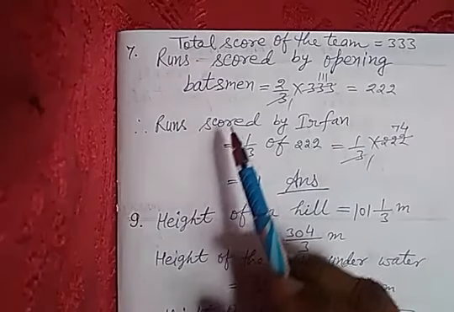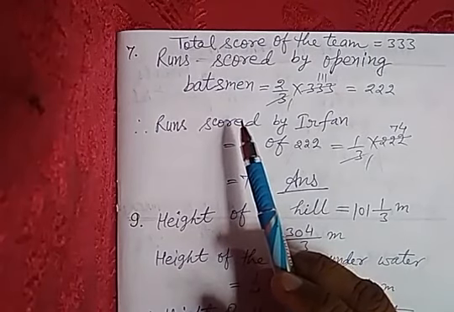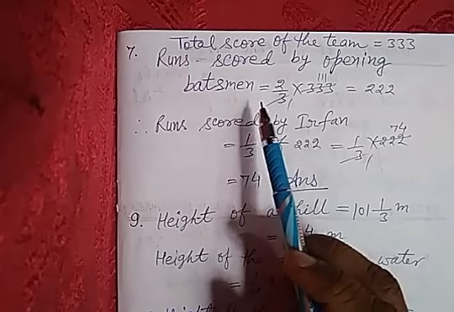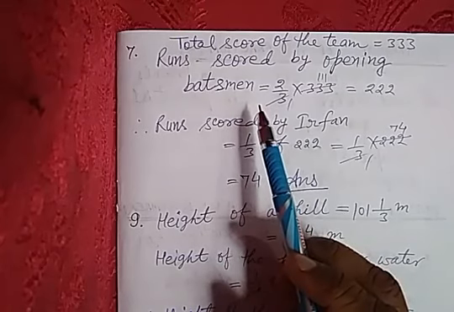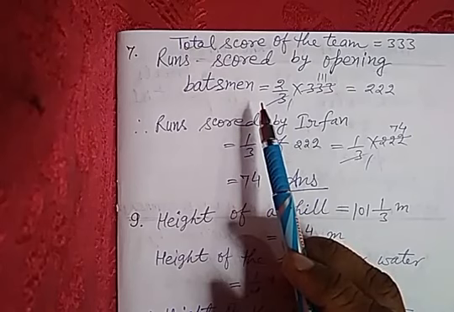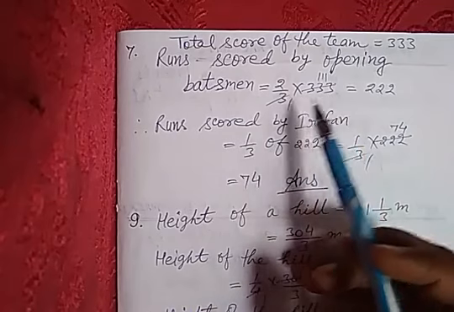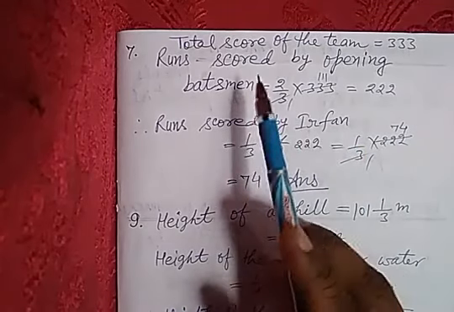Now question number 7. In this question, both the opening batsmen together scored 2/3 of the total runs scored by a team. However, Irfan has scored only 1 upon 3 of what the opening batsmen scored together. How many runs were scored by Irfan alone if the total score of the team was 333? In this question, we have to find the runs scored by Irfan.